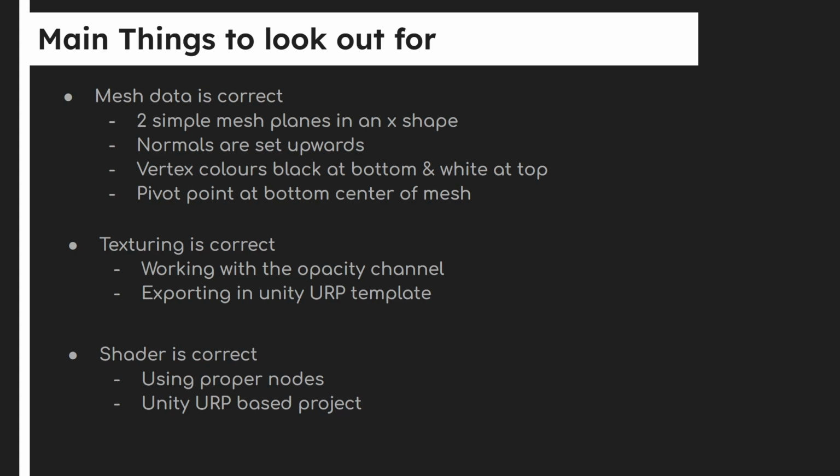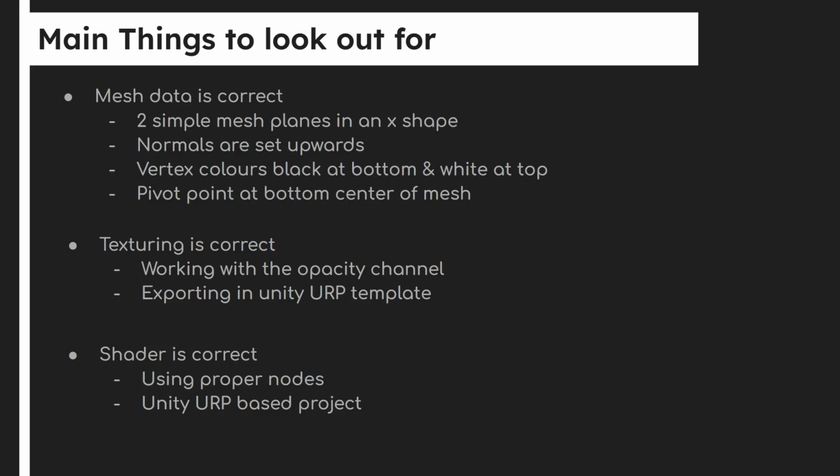Main things to look out for is our mesh data. Once again, those two simple meshes. The normals are set upwards, which I'll show you how to do. Our vertex colors are set black at the bottom and then white at the top. This will act as a mask that we can then add colors to. I'll show you how to do that as well. And then our pivot point near the bottom of our grass mesh.